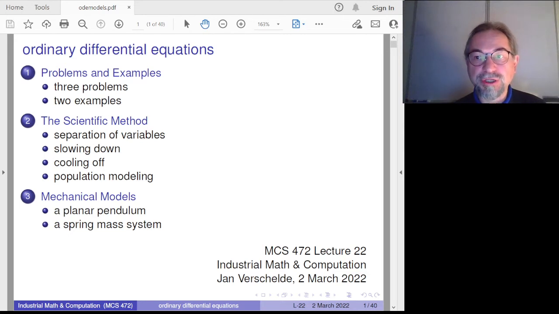So all the computations in this lecture are symbolic. The emphasis is on the modeling, on the derivation of the differential equations. The models are sufficiently simple that they can also be solved and interpreted completely symbolically.